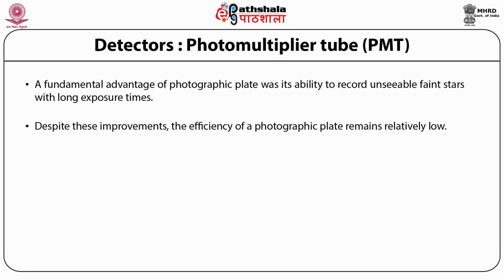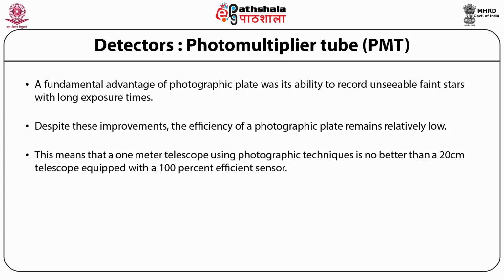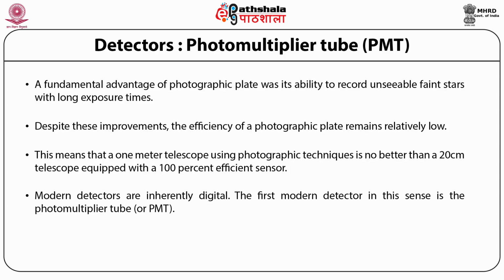For every 100 photons that strike the plate, at best only 3 or 4 react with the silver sensors in the film emulsion to create the image. This means that a 1 meter telescope using photographic techniques is no better than a 20 centimeter telescope equipped with a 100% efficient sensor. We can therefore understand why astronomers continue to seek a better sensor than a 3 to 4% efficient photographic plate. Modern detectors are inherently digital. The first modern detector in this sense is the photomultiplier tube.